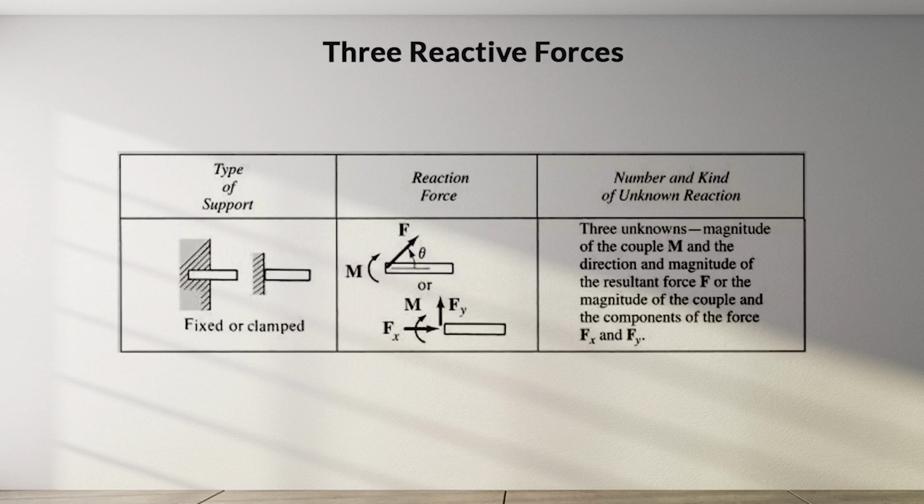We also have the three reactive forces, and these supports prevent motion in two directions as well as rotational motion, called fixed, built-in, or clamped. Actual support is produced by building the body into a wall, casting the body as part of a larger body, or welding or mechanically attaching the body to a larger body.